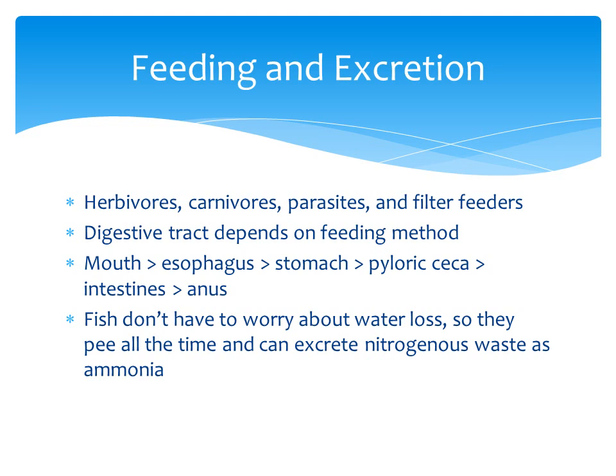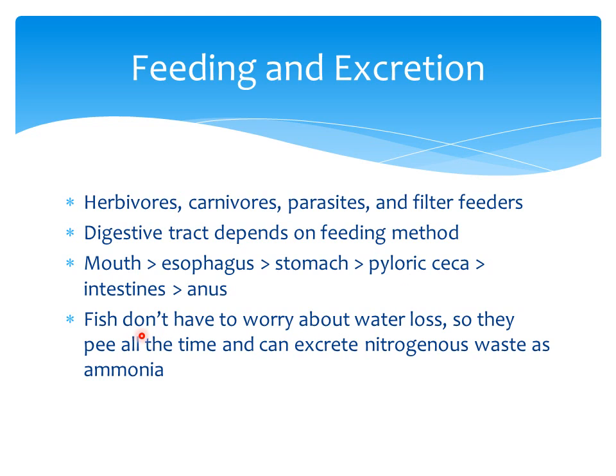For feeding and excretion, for feeding, there's a lot of diversity in fish. We have herbivores, carnivores, some parasites, and some filter feeders, so pretty much the whole range. And their digestive tract is going to depend on the feeding method. So if they're herbivores, they'll have long intestines. The path of food goes mouth, then esophagus, then the stomach where things start to get digested. Then there's this organ called the pyloric ceca that also helps with digestion, then intestines, and then out the anus. So that's similar to what we have.